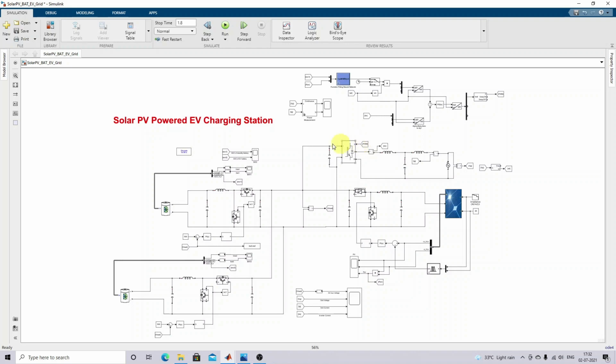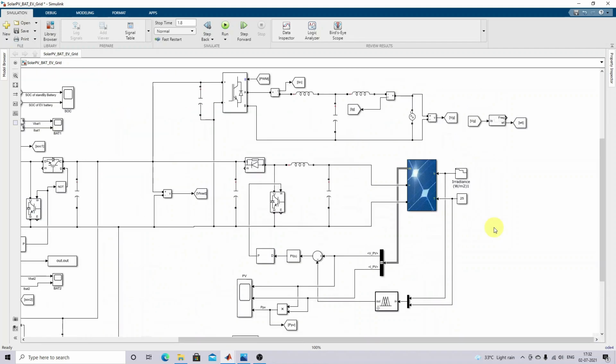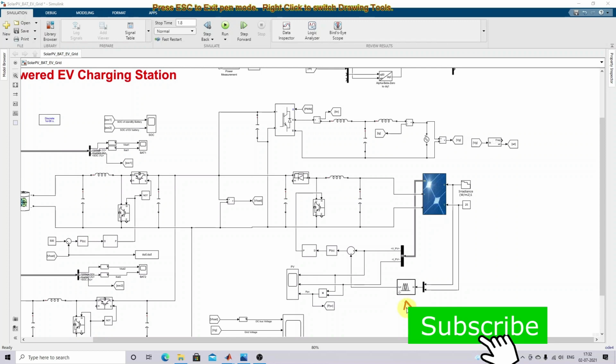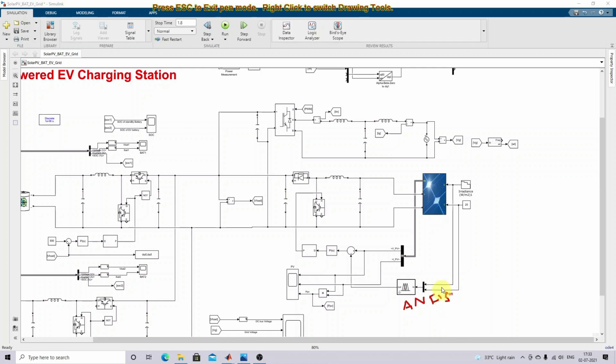So this is a simulation we created for a solar PV powered EV charging station. It consists of a solar PV array along with the boost converter. So this is the solar PV array, and this is the boost converter. Okay, and then we are using ANFIS MPPT here. So this is the ANFIS MPPT. It receives two inputs: one is irradiation, another one is temperature. Based upon this irradiation and temperature, it provides the voltage at maximum power point.